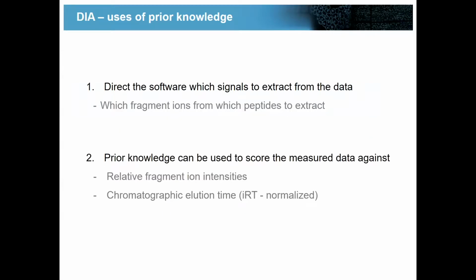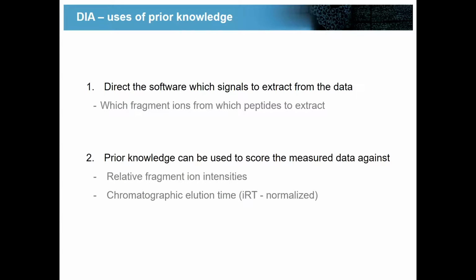Well, the two main uses that we make of these are, one, to direct the software which signals to extract from the data, right? So which fragment ions from which peptides do we want to try and extract from the data if we're going to do quantitative analysis of inferred proteins. And the second thing we can do with the prior knowledge is to use this as a reference to score the measured data against, right? So we can gain some power in the analysis by having observed this before and making some comparisons in the DIA data to what we already think we know these peptides look like to the mass spectrometer.